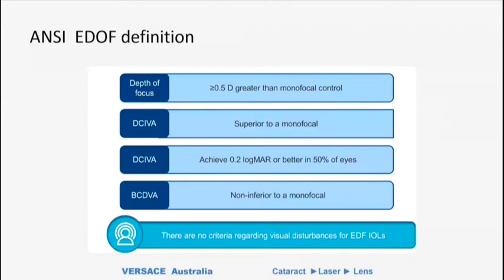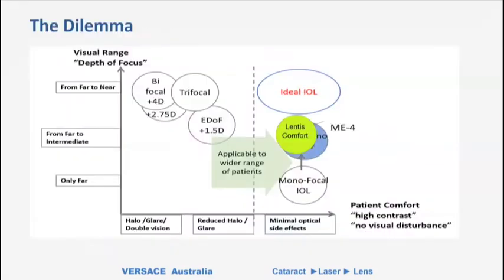I think more useful is the ANSI definition, where they try and refine this a little further. And they talk about having more than half a diopter more near vision or intermediate vision than you get with the monofocal lens. A lens that's superior to a monofocal for intermediate vision. And it tries to define how much superior it needs to be. And of course, importantly, the best corrected distance vision has to be uncompromised, so no worse than a monofocal lens. And interestingly, that very part of the definition would exclude some of the newer lenses from being considered true EDOF lenses.